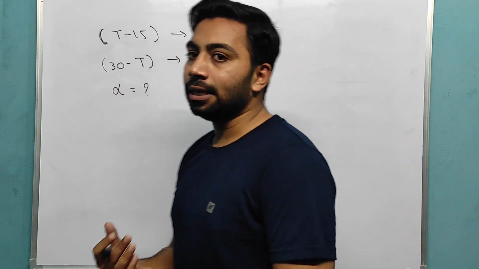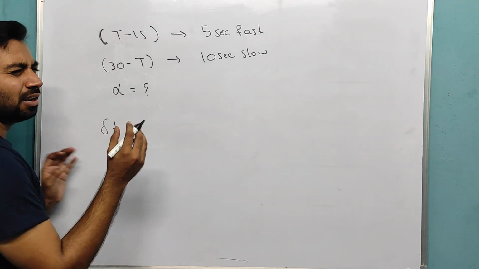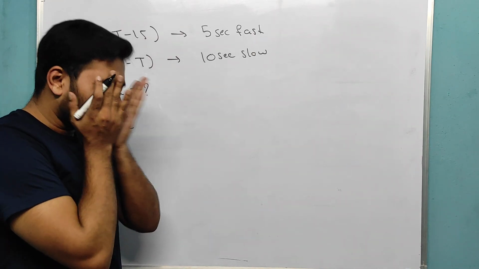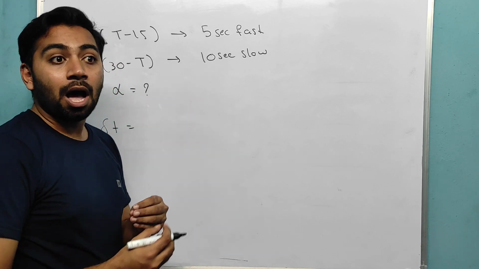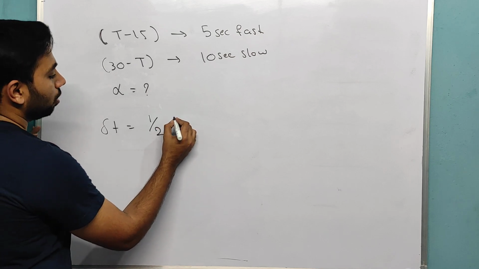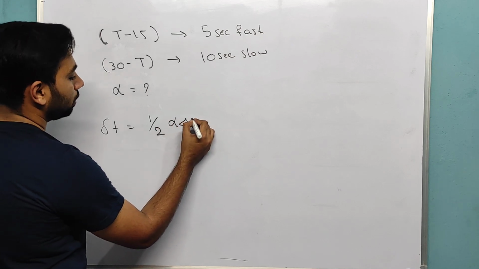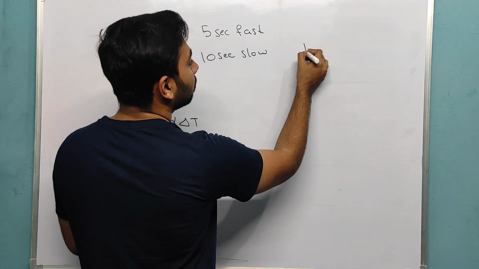Okay, you know one thing. See, the rate of time duration or lag of time or change in time or per second change in time, half is equal to alpha into delta t. Correct? And see, this comes like this now.